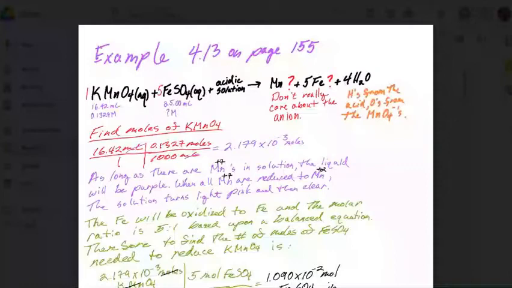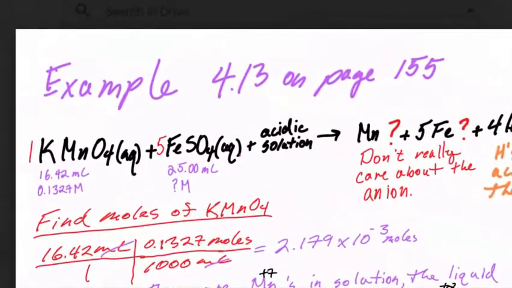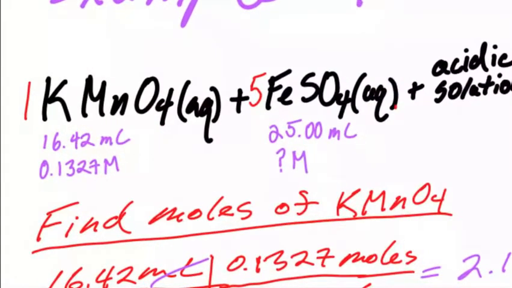This is the solution that I did for example 4.13 on page 155 in the book. They go through a solution, but my notes here kind of explain it a little bit more. What I want you to focus on is the gained electrons and the lost electrons. And because this is a titration, you notice down here, if we're given the volume and a molarity of one of the reactants, but only the volume of the other reactant, what is the concentration?